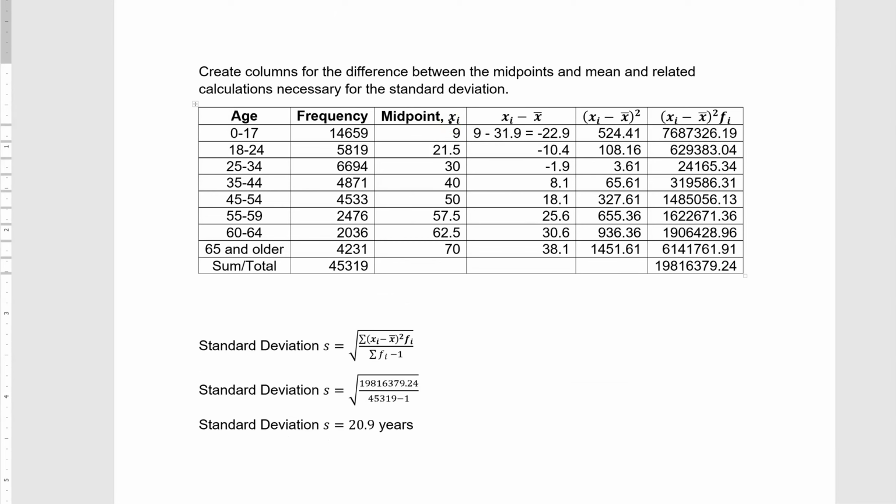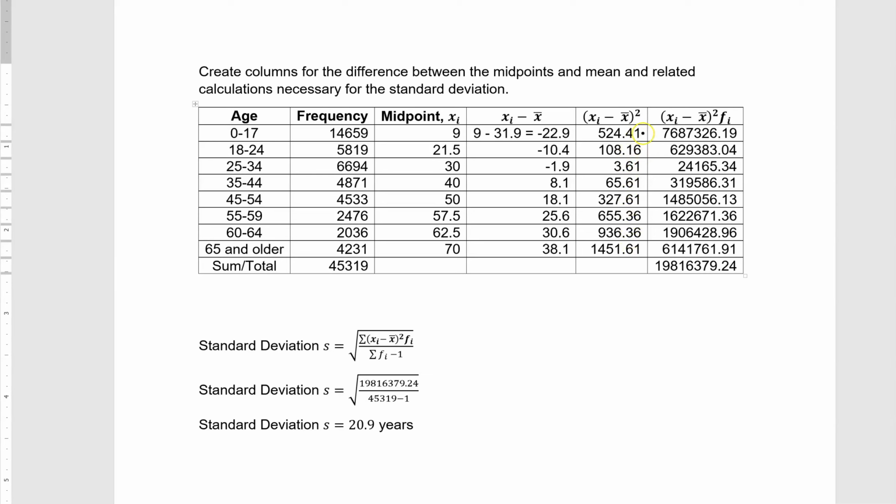Calculating the standard deviation requires additional calculations. I take the column with my midpoint values, and now I'm going to need to find the difference between each midpoint value and the mean I came up with. This midpoint value is 9, and the mean I came up with was 31.9. So the difference in value is negative 22.9. I did that for every single bin. Now I take these values, negative 22.9, and so on, square them. And you can see the respective values I came up with.